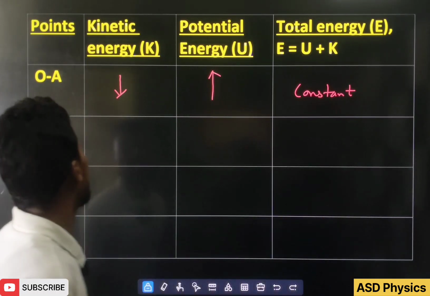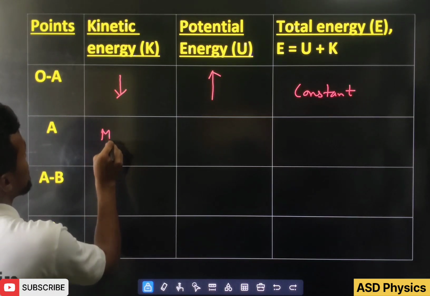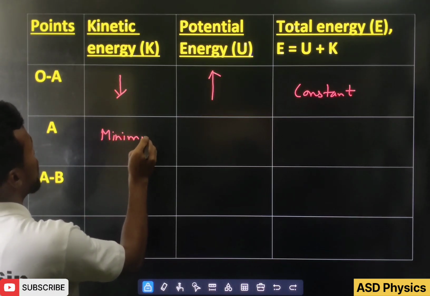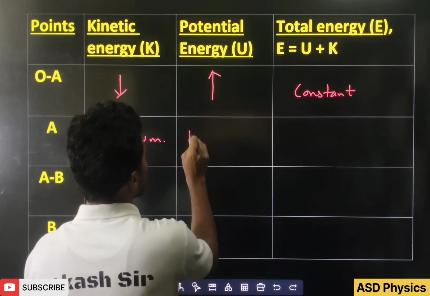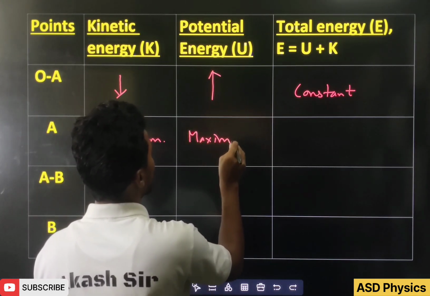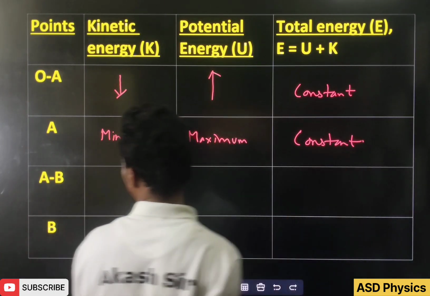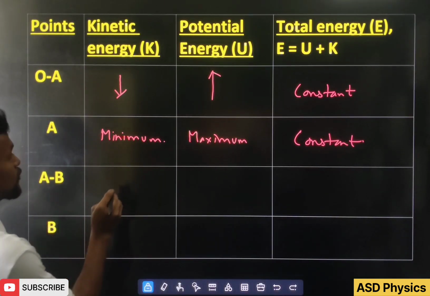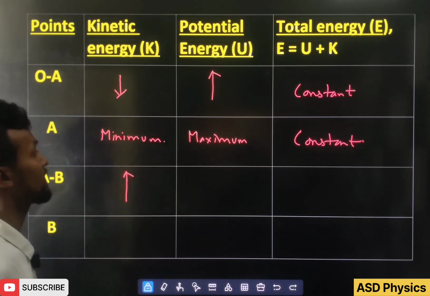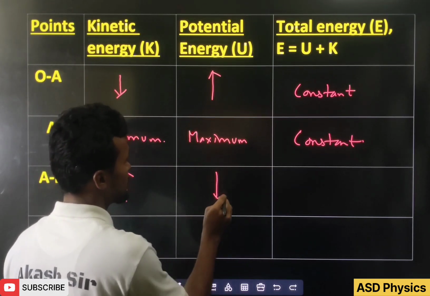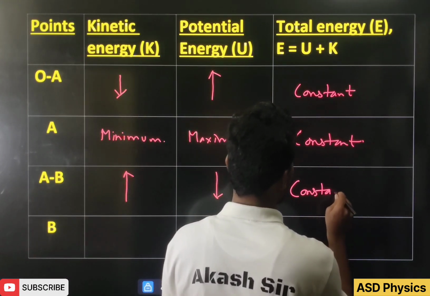Now at point A, the highest point, the kinetic energy will be minimum. There is only the horizontal component of the velocity, no vertical component. But the potential energy will be maximum, and the total will also be constant. Next, from A to B, the body will go down, velocity and acceleration are in the same direction, so kinetic energy will increase and potential energy will decrease because the height keeps on decreasing, and the total is again constant, no air resistance.